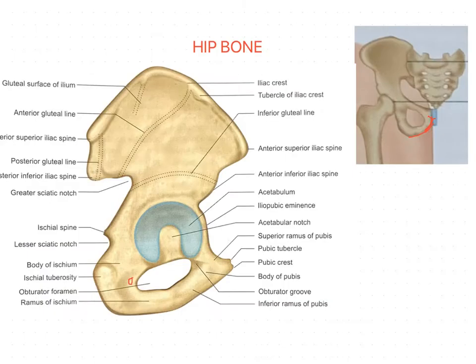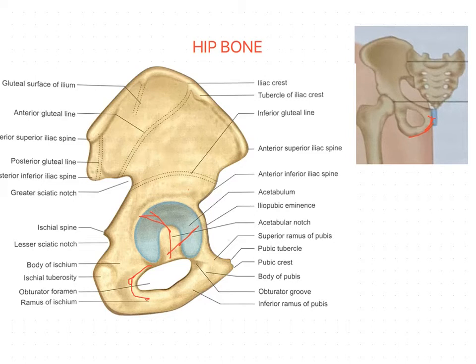It forms the posterior inferior part of the hip bone and the adjoining 2/5 of the acetabulum, whereas the pubis forms 1/3 and the remaining is formed by the ilium. It forms the posterior boundary of the obturator foramen, whereas the anterior border is formed by the pubis.